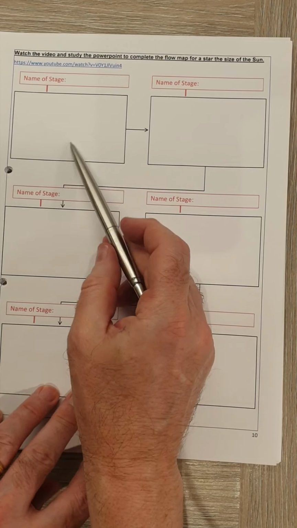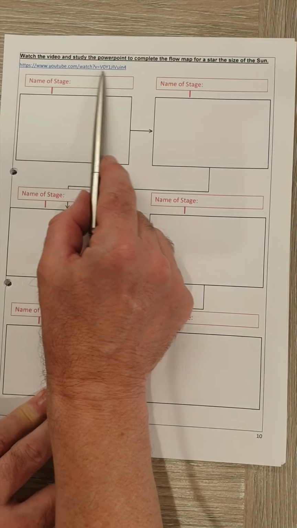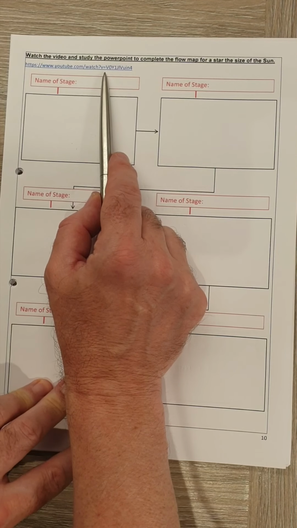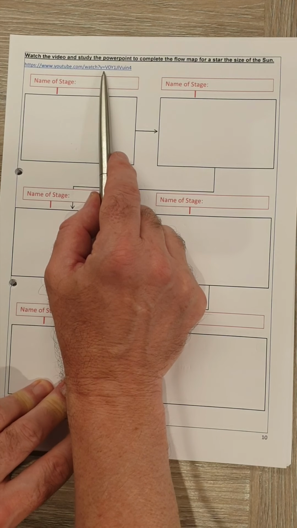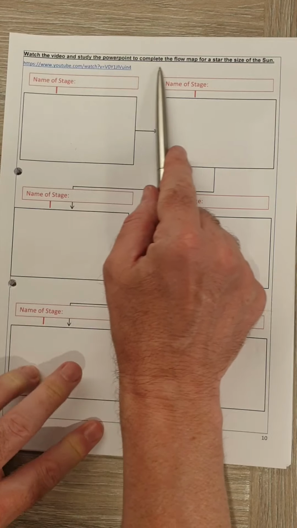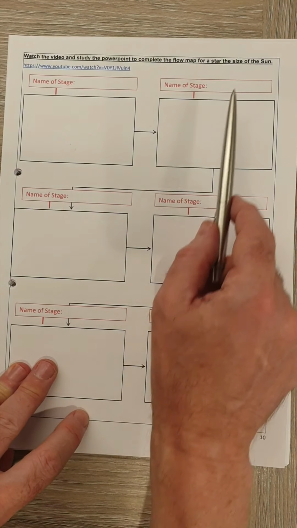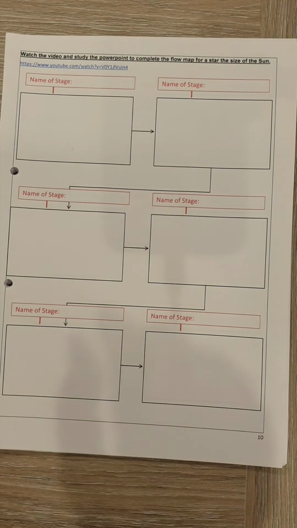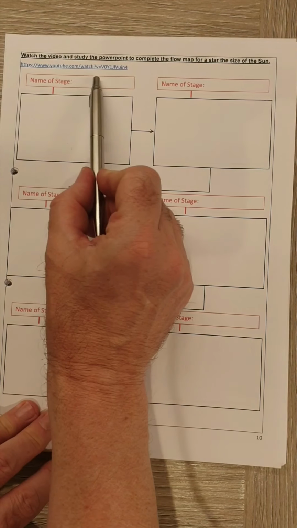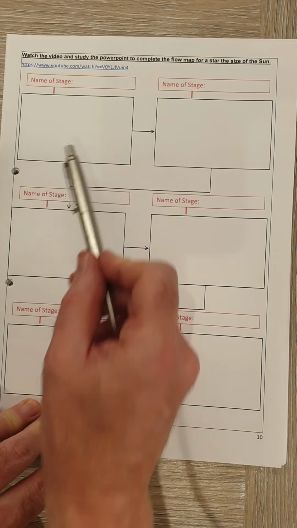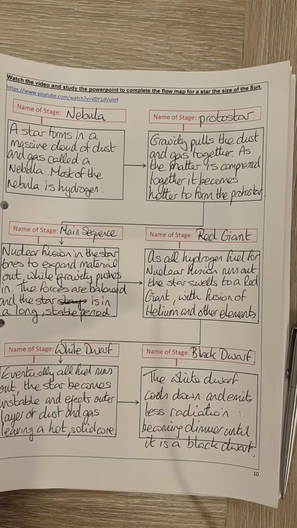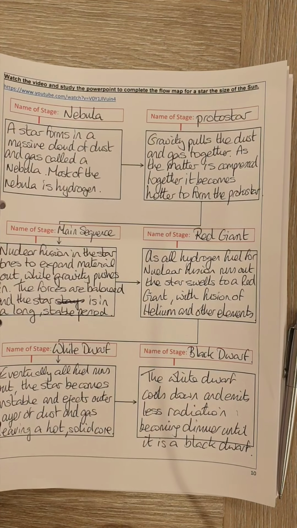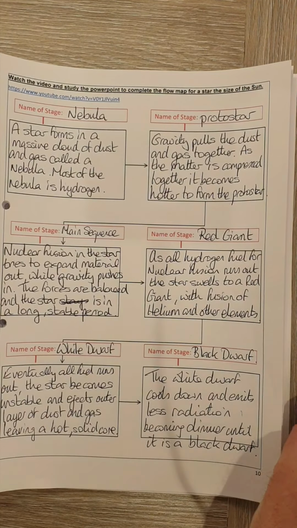Now, in the next part of this lesson, again, you had to watch a video, so make sure you've done that before checking your answers on here. And you're looking at the complete life cycle of a star that's the size of our sun. You need to make sure you filled in the name for each stage and a description of what's happening. So this is the life cycle of a star like our sun.